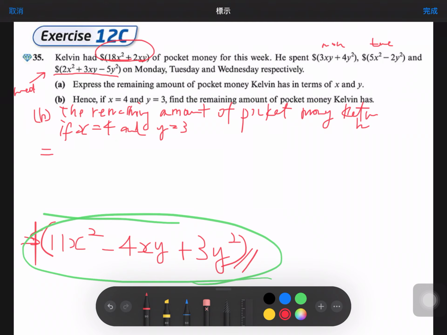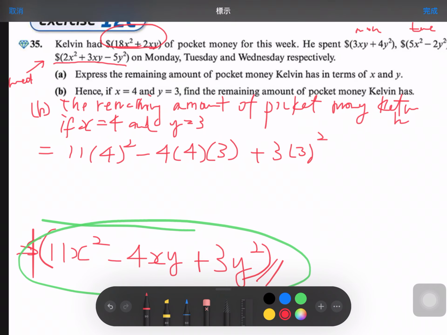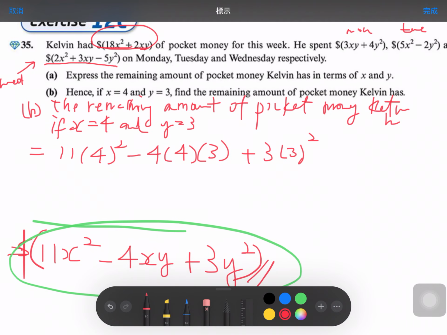it will equal to, so copy the answer but change x to 4, so minus 4xy and y becomes 3, so just copy all the things without any calculation, but use a bracket for x and y and change them to 4 and 3. Just do it, very stupidly. Don't do any calculation in this step. Just do the substitution. Just change x and y, and then for the next step we can do the calculation.